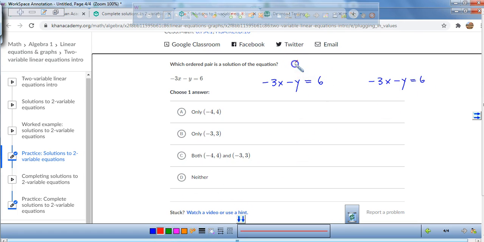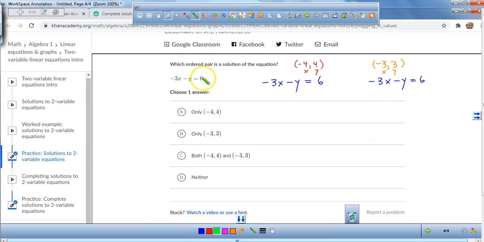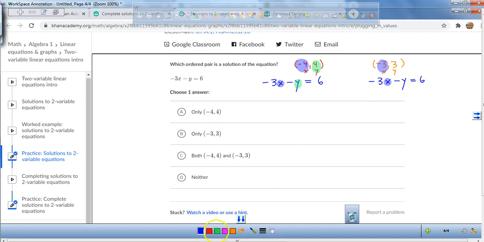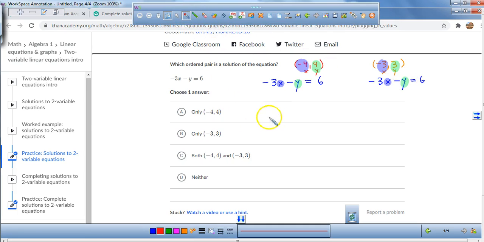So once again, I'm going to take the ordered pair. I'm going to check to see if negative 4 comma 4 works, and then over here, I'm going to check to see if negative 3 comma 3 works. Once again, I'm going to label my x and my y. So just as a quick review, you're taking the negative 4 and plugging it in for x, and the positive 4 and plugging it in for y. Over here, I'm taking negative 3, plugging it in for x, and positive 3, plugging it in for y.